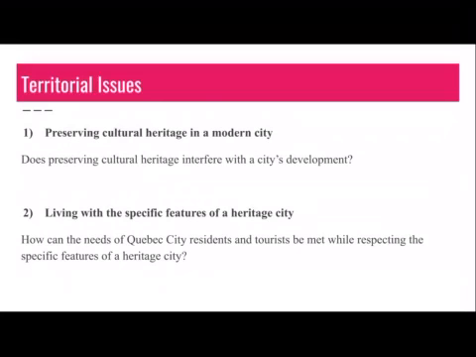You can think about that a little bit. Also, living with the specific features of a heritage city. How can the needs of Quebec City residents and tourists be met while respecting the specific features of a heritage city? So let's find out.